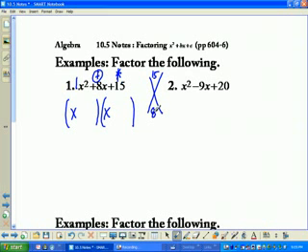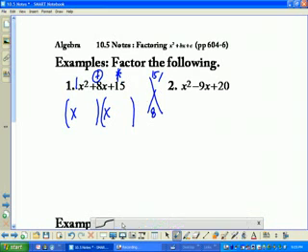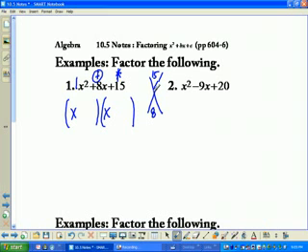So I'm going to start here with the basics, 1 and 15. 1 times 15 is 15, but 1 plus 15 is not 8. So I know that is not the correct way to do that problem. So I do a little guessing and checking here. Now, what else multiplies to 15 besides 1 and 15? Well, 3 and 5 do. And notice 3 plus 5 is 8, so I get x plus 3, x plus 5. And I'm done with that problem. That's all I got to do.